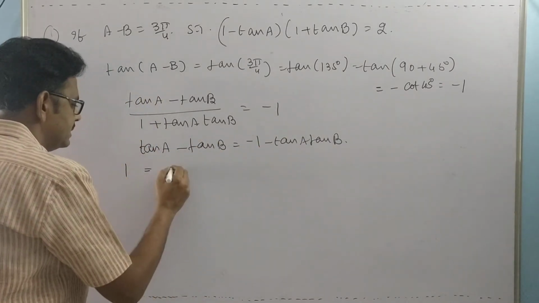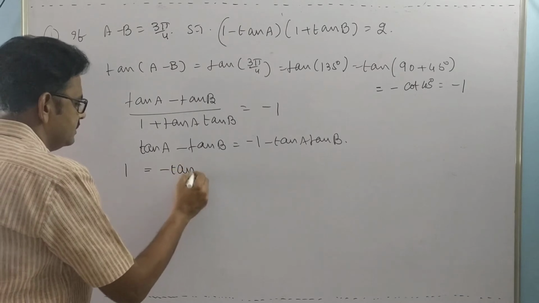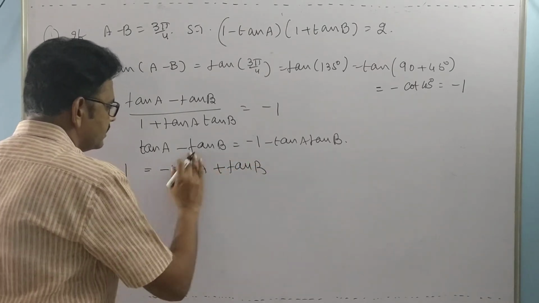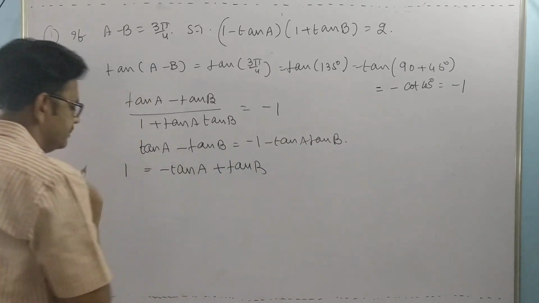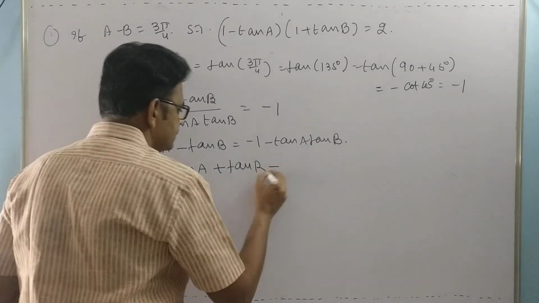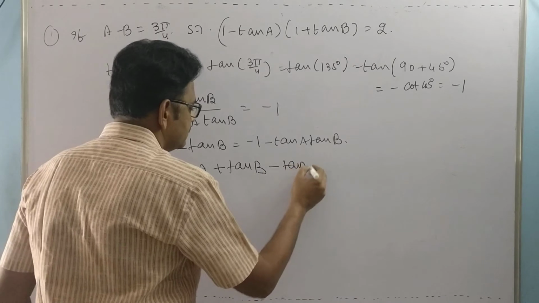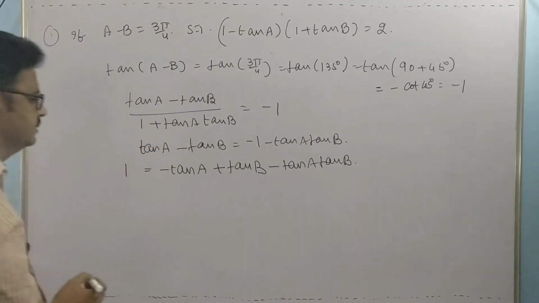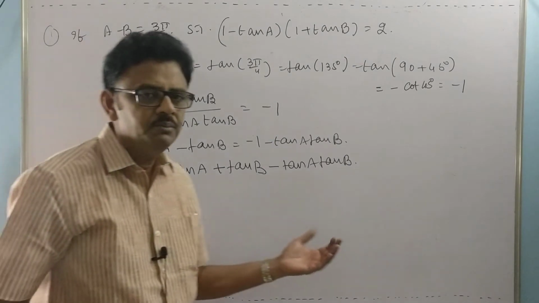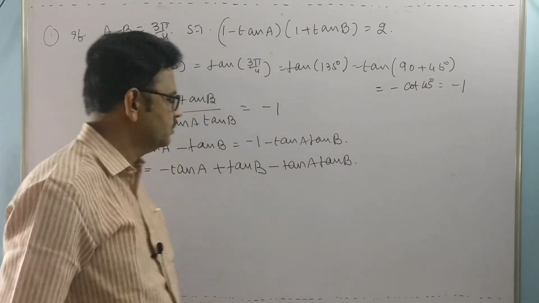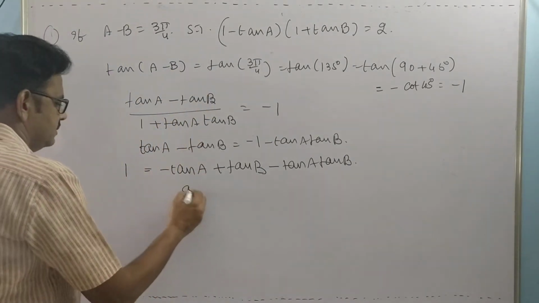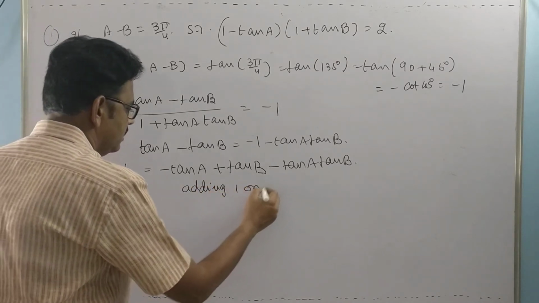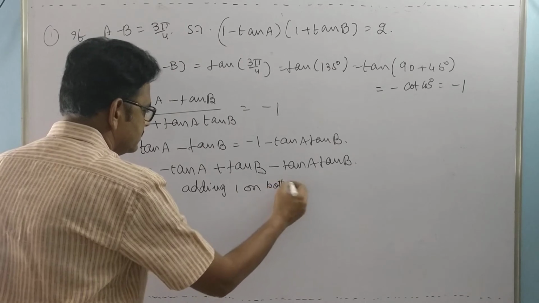So this is minus tan A plus tan B, write that side. 1, take this side, minus tan A into tan B. Just like the previous sum, adding 1 on both sides. Now, adding 1 on both sides.